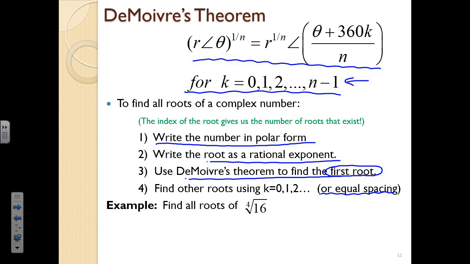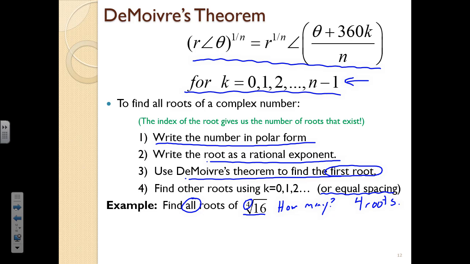Let's find all roots for the fourth root of 16. Now, how many are there? We're just told to find all of them. How many will there be? Well, it's a fourth root. The index is 4, and so there will be 4 roots.